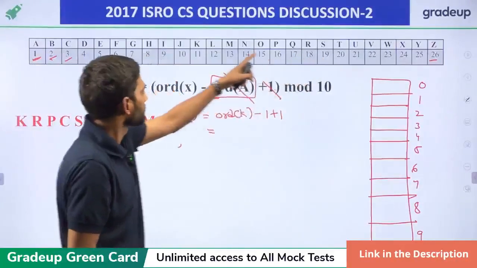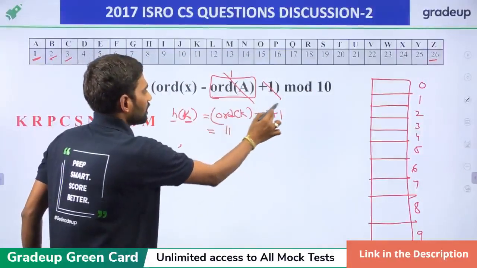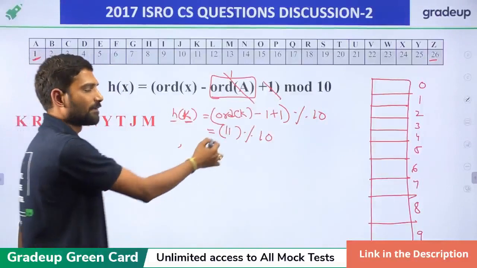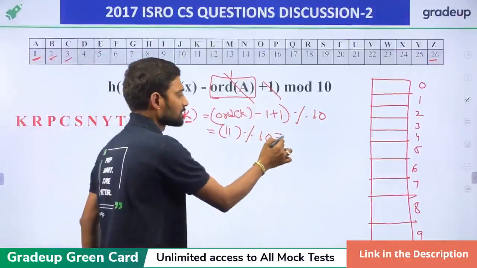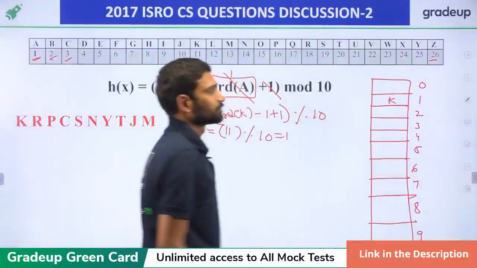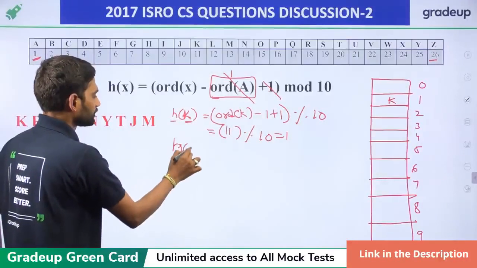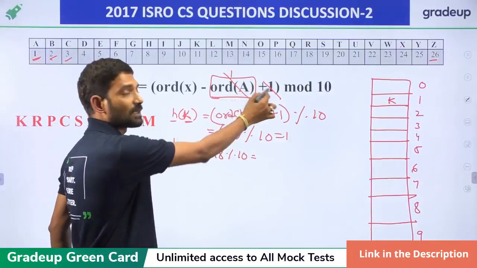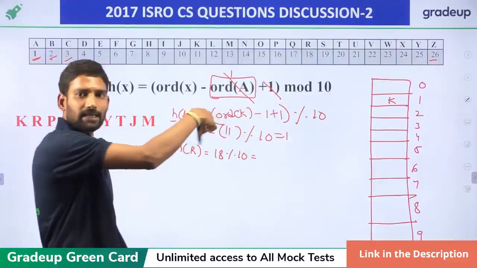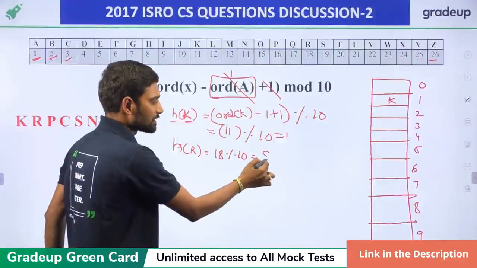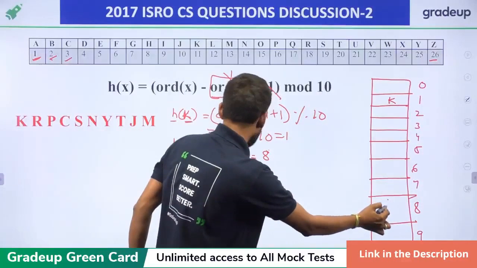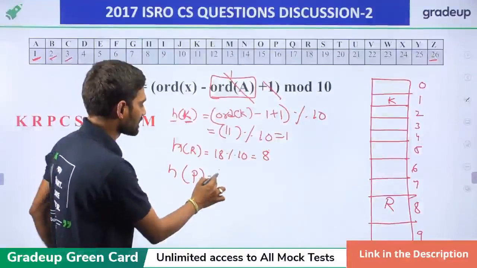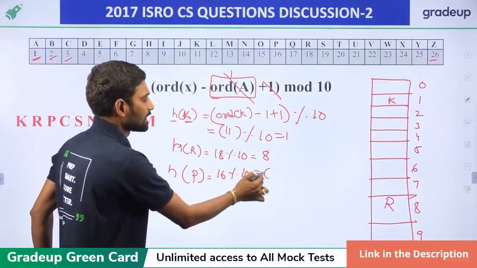What is k? 11, modulus 10. Modulus gives you the remainder. 11 mod 10 is 1, so k should be here. Similarly, h of r: 18 mod 10, because plus 1 minus 1 gets cancelled, so I am not taking it every time. 18 mod 10 is 8, so R goes there. Then h of p: P is 16, 16 mod 10 is 6.